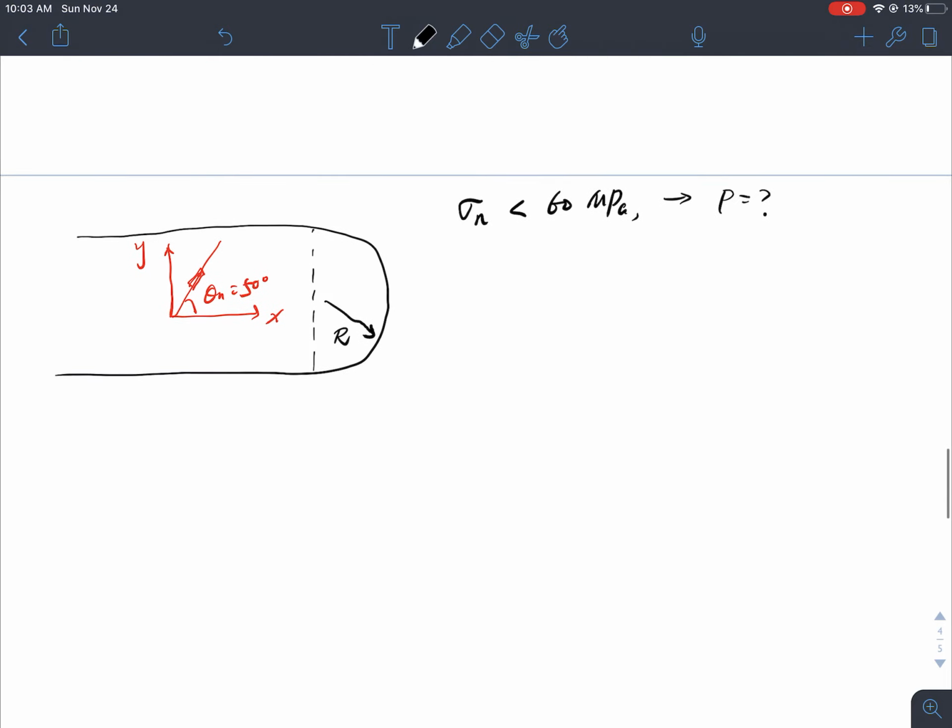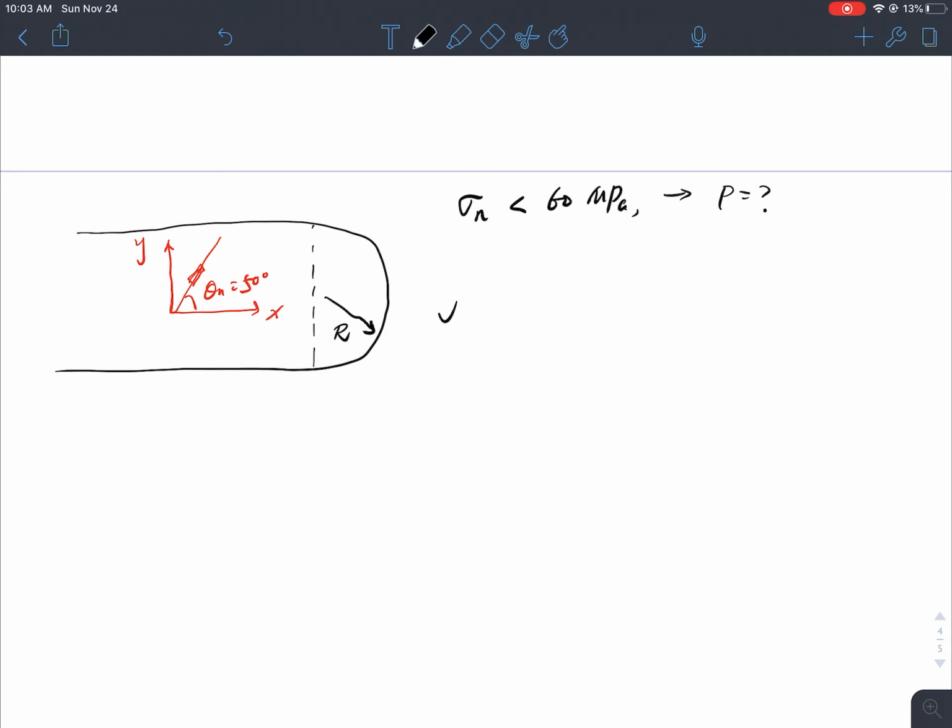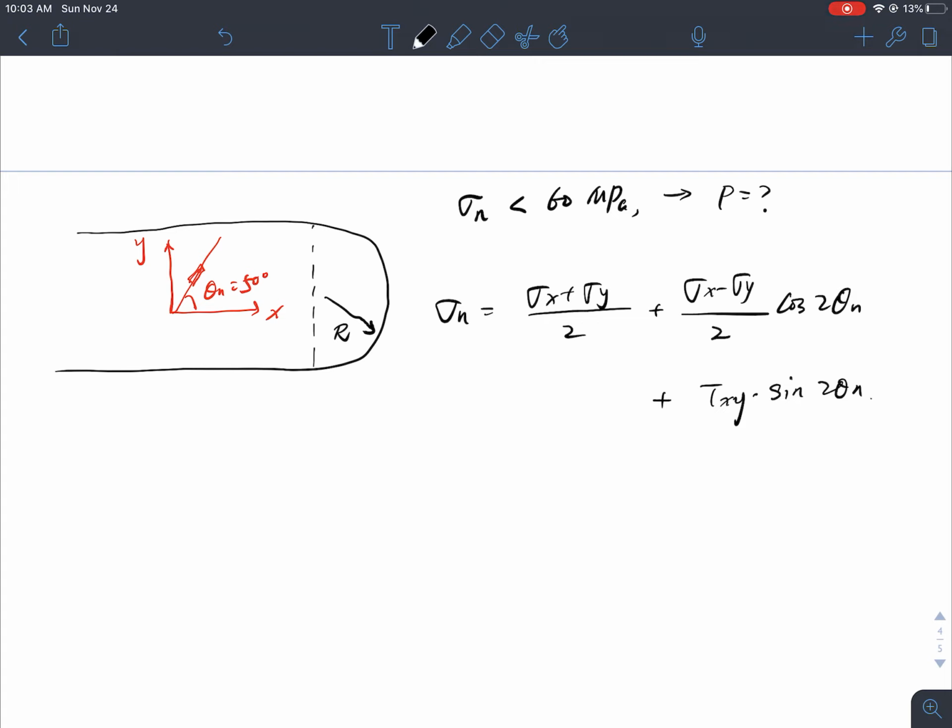How so? This is how. Because now, if I rewrite it, sigma n equals half of (sigma x plus sigma y) plus (sigma x minus sigma y) divided by 2 times cosine 2 theta n plus tau xy sine 2 theta n. If this is the equation now, if I know sigma x, sigma y, and tau xy, I can find the limitation on sigma n, isn't it?